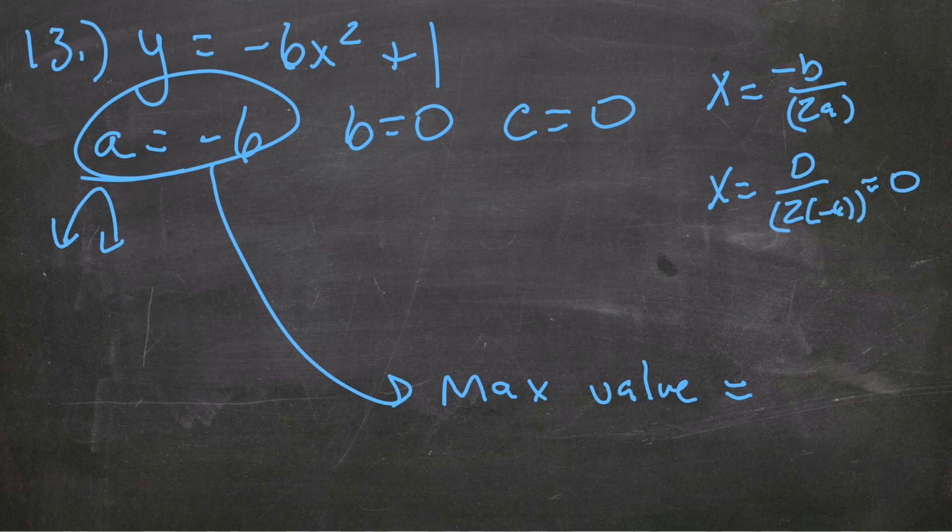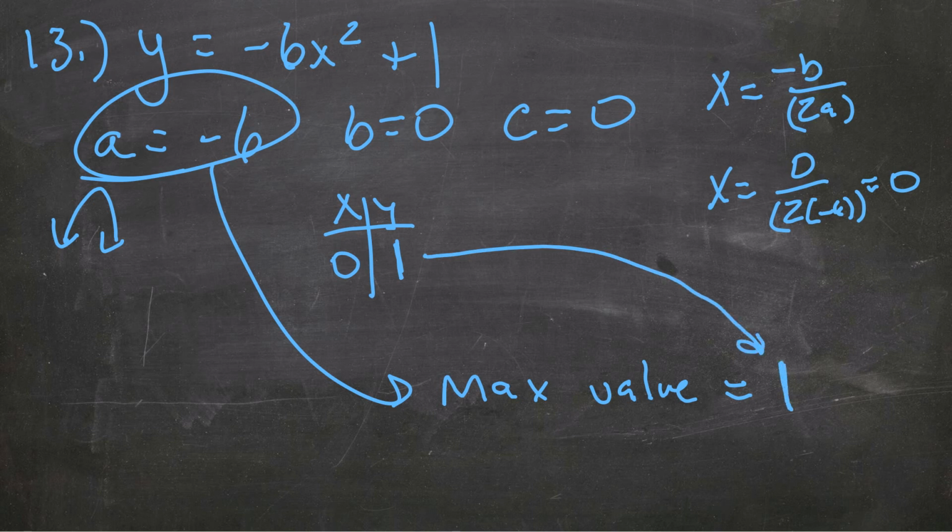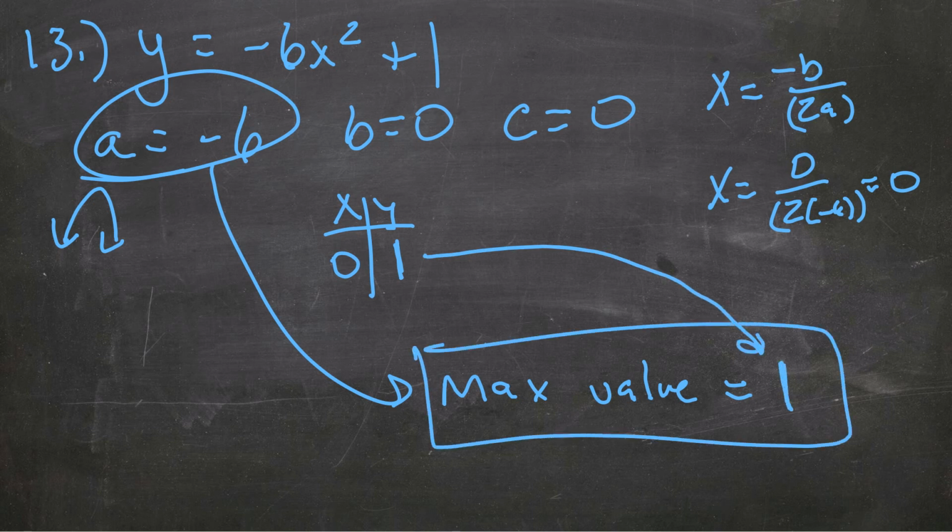This is not your max value. I have to plug that in. So it's like making your XY chart, except you only have 1 point, 0. I plug it in. 0 squared is 0 times negative 6 is 0 plus 1 is 1. That's your max value. So I put 1 right there. And that's it for 13.